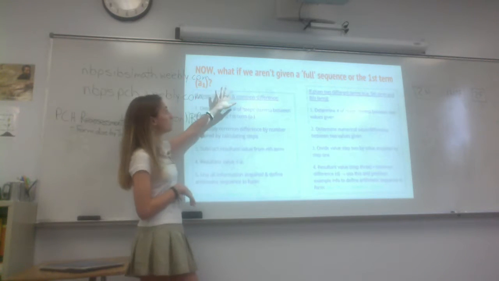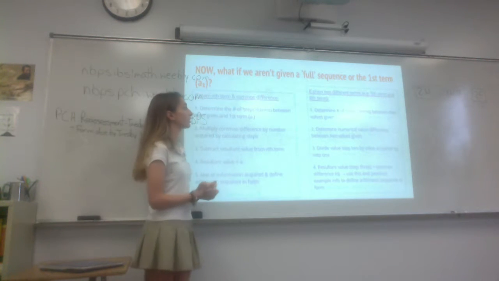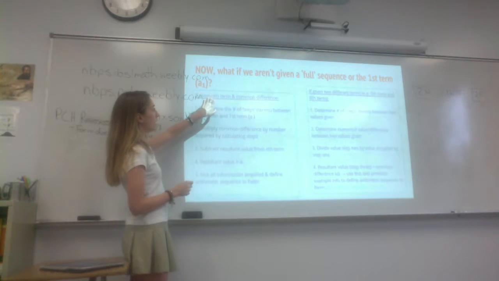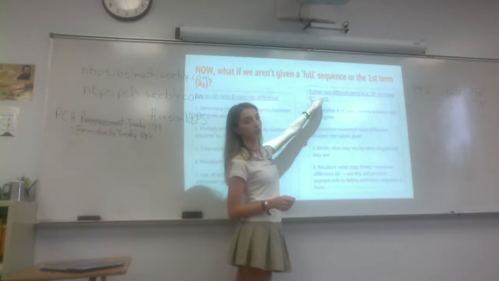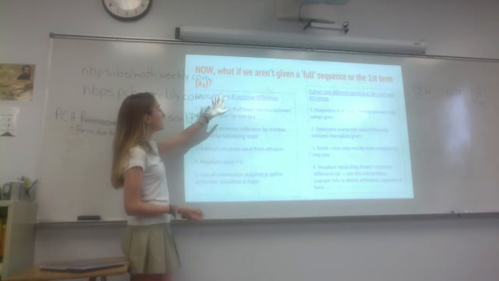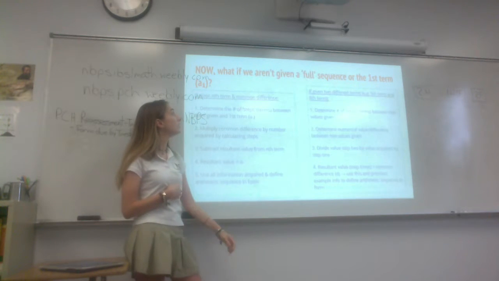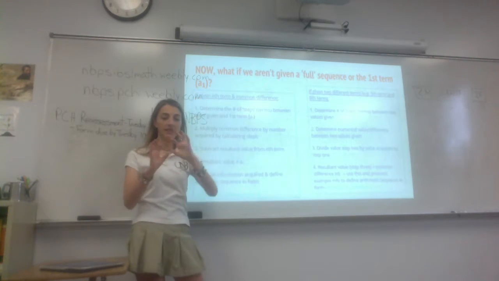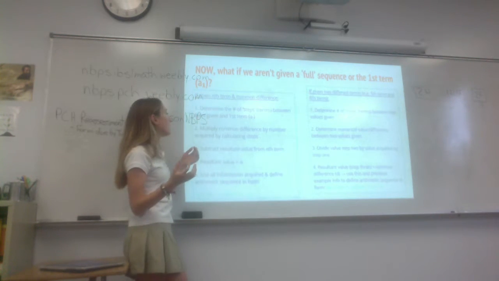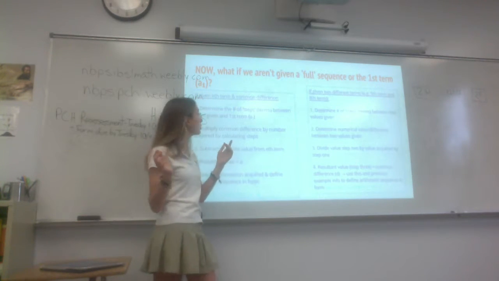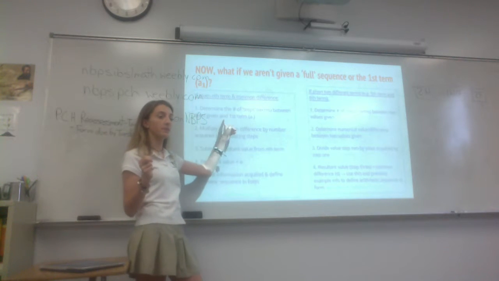Now I'm going to go into what happens if we're not given the full sequence in a problem, but we're given either the nth term plus the common difference or two different terms in a sequence. If we're given the nth term and the common difference of a sequence, we first have to determine the number of steps between the nth number and a sub 1, and then you have to multiply the common difference that's given to you by the number of steps that we've calculated before.